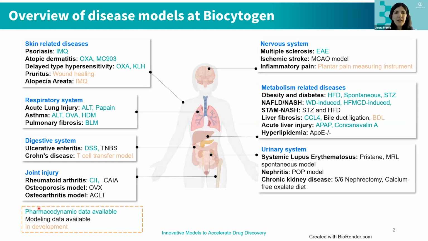Before we jump in, I first want to highlight the work that our team has put in at Biocytogen this year to develop a range of disease models for inflammatory diseases, metabolic diseases, as well as other diseases, as you can see in this list here. And we are continually working on developing new models, which you can see are listed here in the orange text.